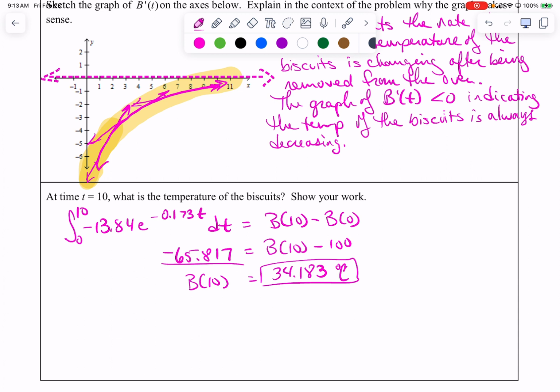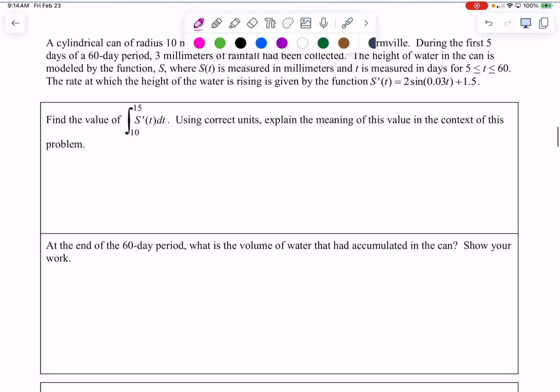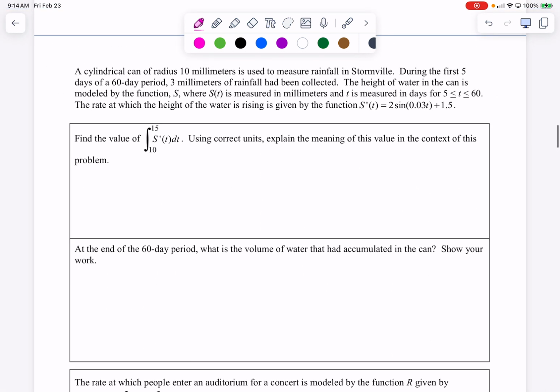Okay. Next one. A cylindrical can of radius 10 millimeters is used to measure the rainfall in Stormville. During the first 5 days of a 60-day period, 3 millimeters of rainfall had been collected. The height of the water in the can is modeled by the function S, where S of t is measured in millimeters and t is measured in days for days between 5 and 60. The rate at which the height of the water is rising is given by the function S prime of t equals 2 sine 0.03 t plus 1.5. So, answer these two questions. See how well you do on your own.